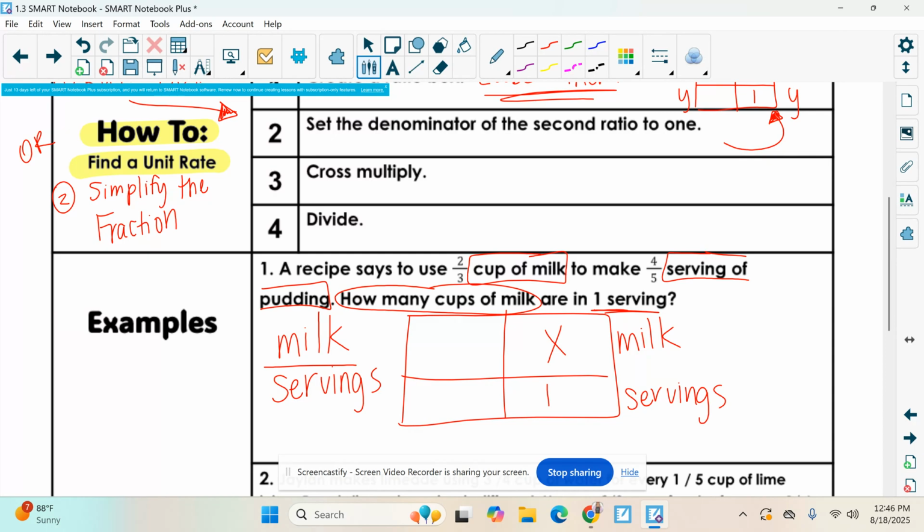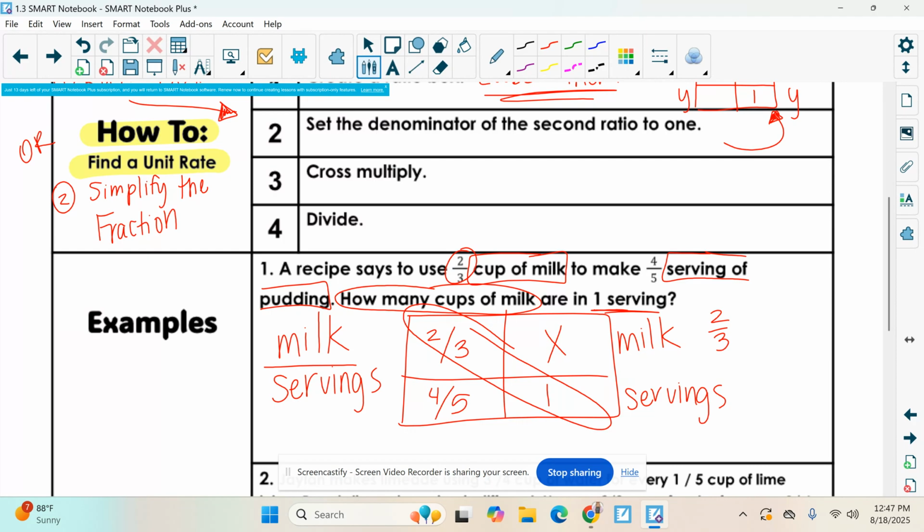What's going to go in these 2 boxes? What's going to go in this top left box? 2/3. Well, how much milk do I have? What did the problem say? 2/3. How many servings do I have? How do I solve? Cross multiply. Anything times 1 is what? Itself. We shouldn't have to put that in the calculator. 2/3 times 1 is 2/3.